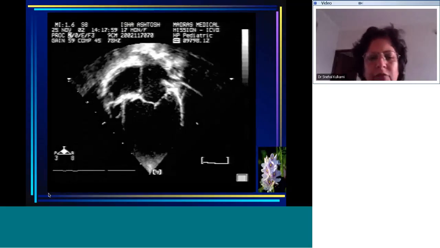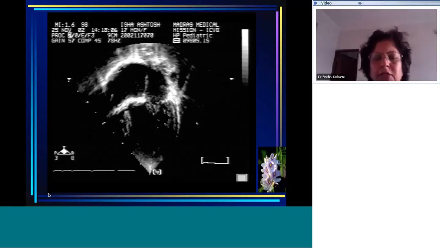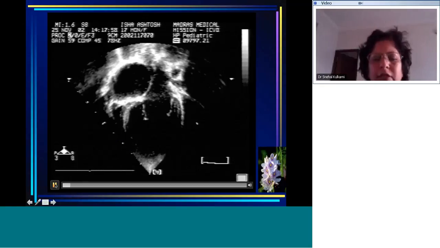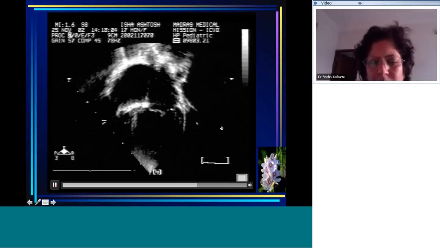I'll just see how many videos can work properly. Now this is a situation, as I said, anatomic variant of tricuspid atresia. We see restrictive VSD and a functionally single ventricle. So this is one of the variants of a single ventricle. I don't know whether it will work, but I'll just see.